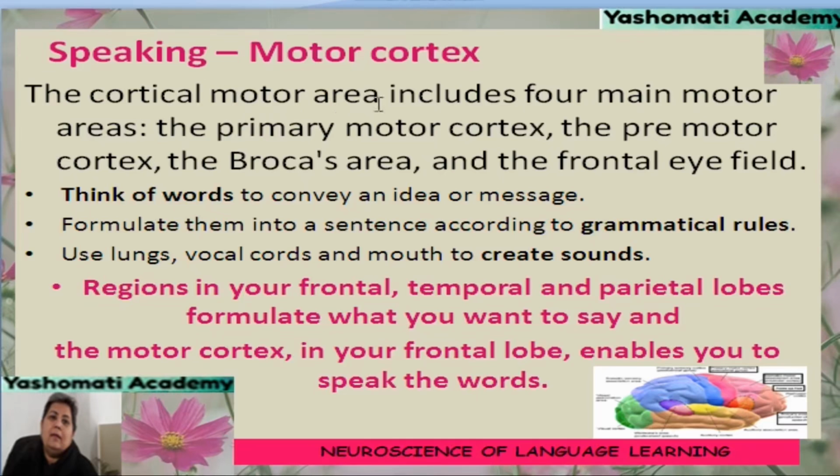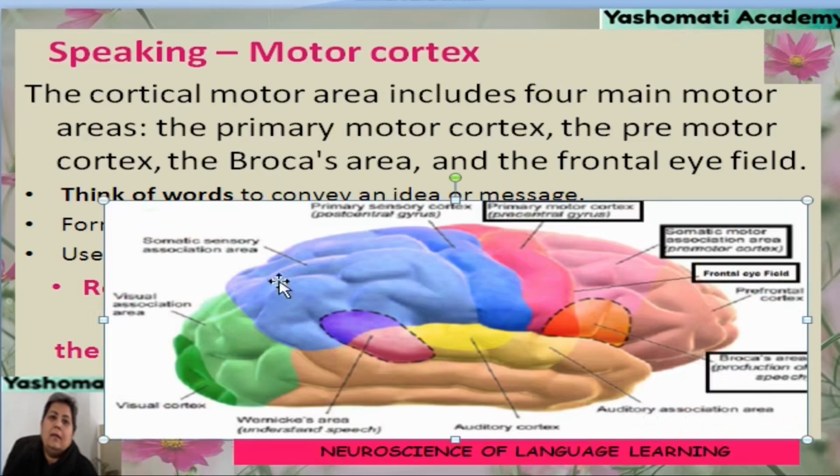The cortical motor area includes four main motor areas: the primary motor cortex, the premotor cortex, the Broca's area, and the frontal eye field. If you look at this picture, we can see where these areas are located. This part is the Broca's area. This is the frontal eye field. This is the somatic motor association area, and this is the primary motor cortex area.